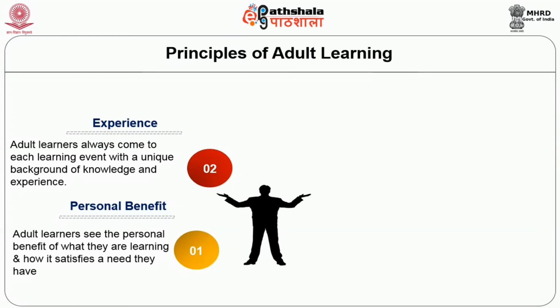Number 2, experience. Adult learners always come to each learning event with a unique background of knowledge and experience. Hence, the experience should be taken into account by the extension workers. They have more experience than the extension workers and their experience should not be ignored.